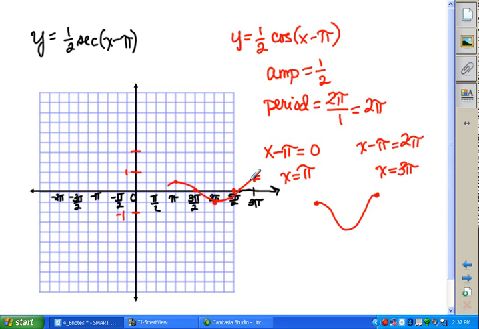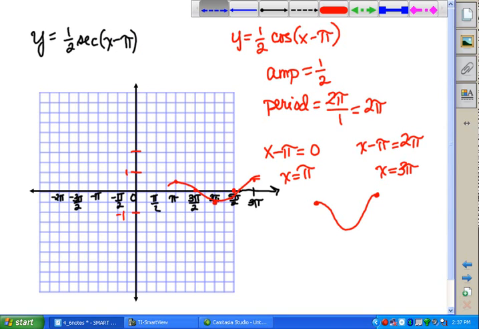Okay. So now if we wanted to draw the graph of 1/2 secant of x minus pi, we know where the asymptotes occur. Those occur when the graph of cosine is 0. And then at the 1/2 and -1/2, we're going to have a point on the graph of this secant curve, and then it's going to be asymptotic there.